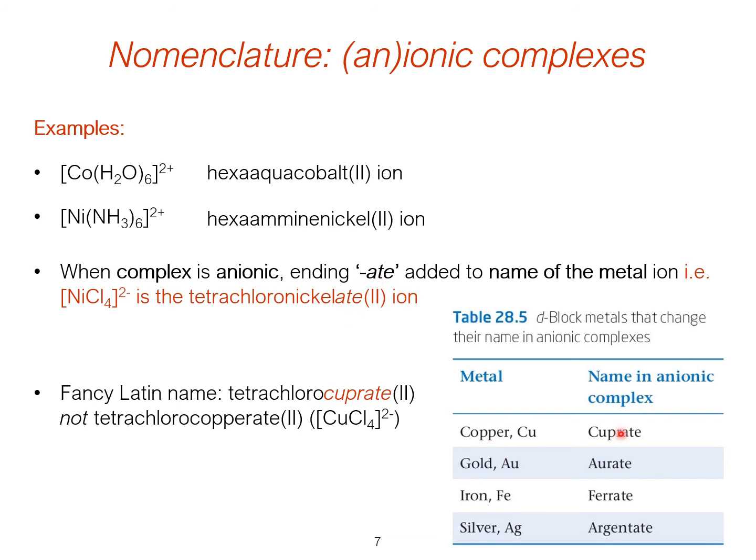minus 2 oxidation state. There are a couple of exceptions to catch you out, and these then come from the Latin name. And so copper, instead of being copperate, is cuprate. Gold, iron, silver, they've all got names that relate to the Latin, but hopefully actually are the same as the elemental symbol, or is where the elemental symbol comes from. So they're just the 4 to be aware of with the anionic complexes.